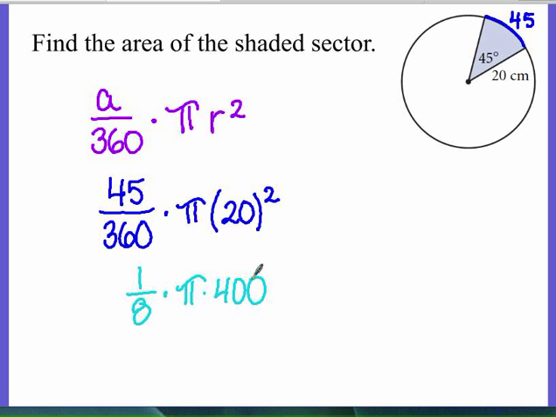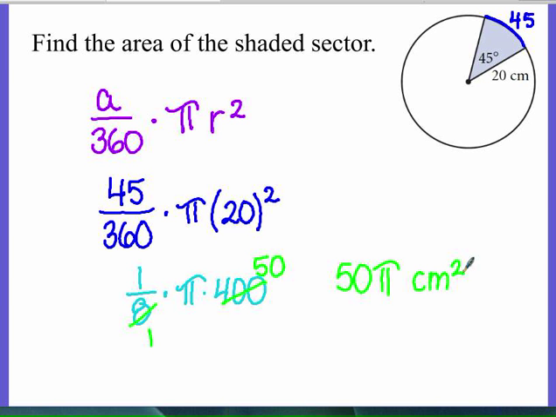So let's look at that. 1/8 times pi times 400. 8 goes into 400 how many times? 50. So your answer is 50 pi. Label will be centimeters squared.